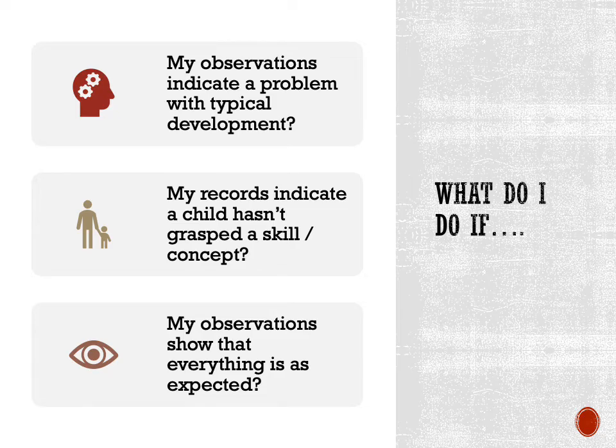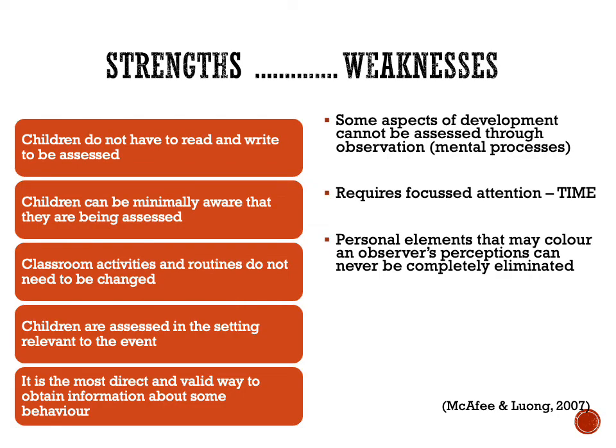So when we think about observations, we have to realize that there are some pros and cons to it. So if we look at strengths of observations, the children don't need to read and write to be assessed. We can do it quite unobtrusively. So we don't have to be in their face. We don't have to be sitting next to them. We don't have to collect their work. We can just be observing them. So the kids don't need to be aware that they're being assessed. We don't need to change what we do. We just need to ensure that we have set up the right locations, places, situations, and so on. And of course, the kids are in their normal setting.